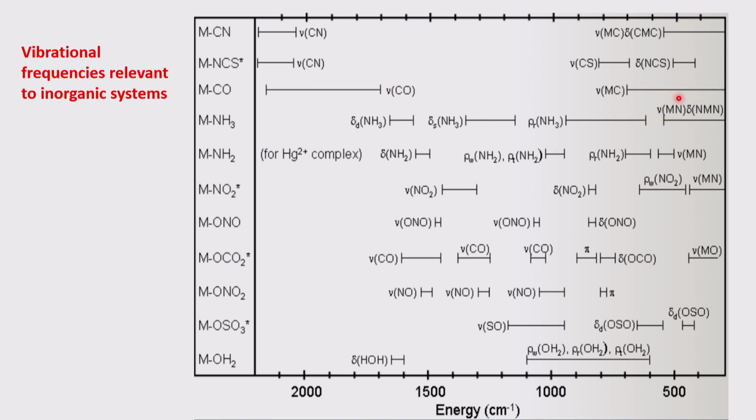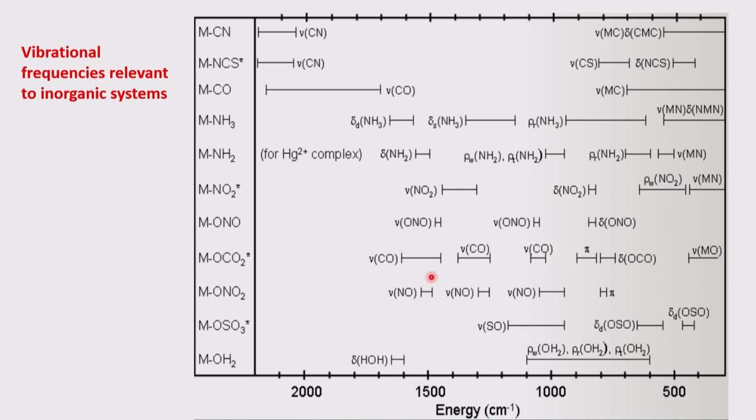M-C will come below 500, 600 or so. M-N again below 500. Simple NH3 is in the range of 1500, 1600 for the bendings, and then rockings will go below 1000. The rho, with the R, is called the rocking, and delta is called the bending. So for example, M-N again here. Different NO2 groups, stretching NO2 comes here, so the NO2 group can be identified as a functional group within this range.